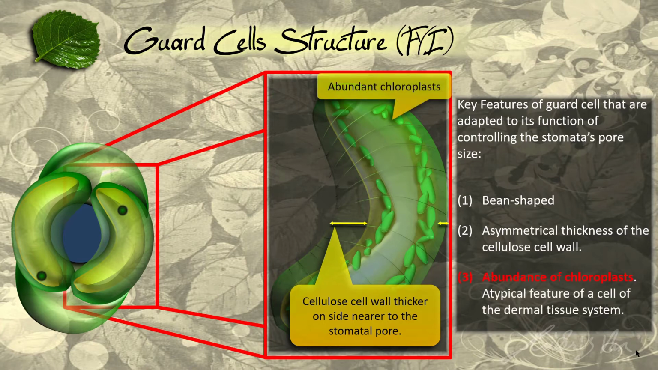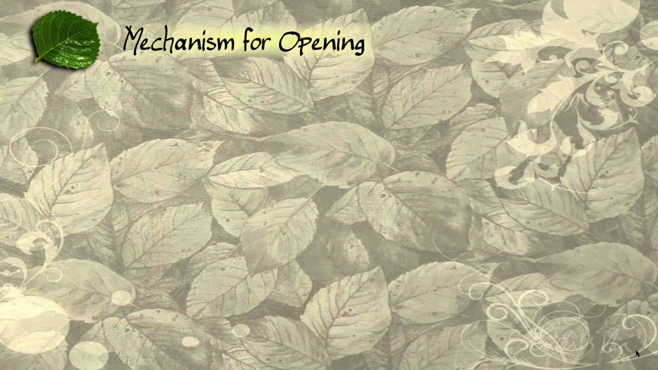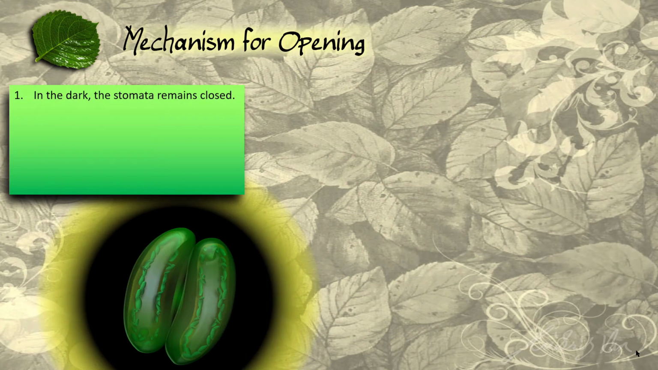There is also a lot of chloroplast. This abundance of chloroplast found inside the guard cell is important and is inside the syllabus. So you just need to take note that the guard cell has chloroplast. And it's important for the guard cell to have this chloroplast because it actually requires a lot of energy. This is due to the mechanism for the opening as well as closing of the stomata.